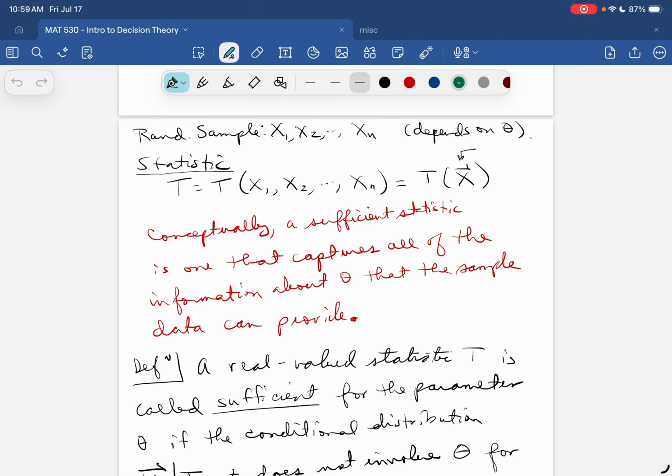In this video, we're going to look at a couple of examples of calculating the posterior distribution. But first, we're going to review the idea of sufficiency because we'll need this a little bit later.